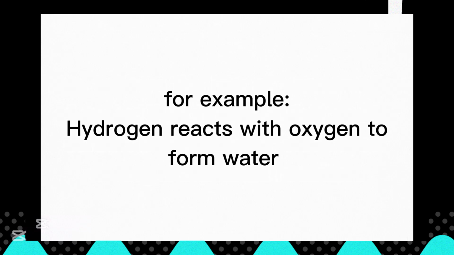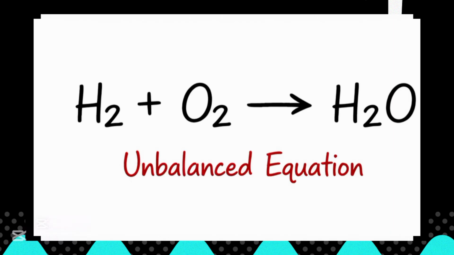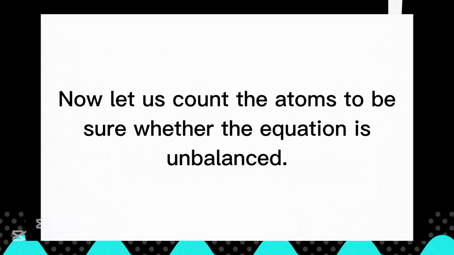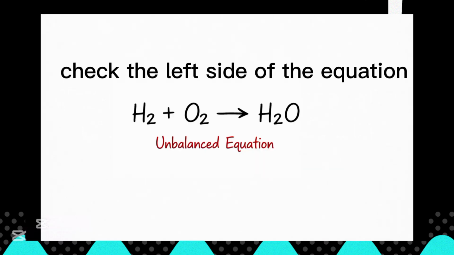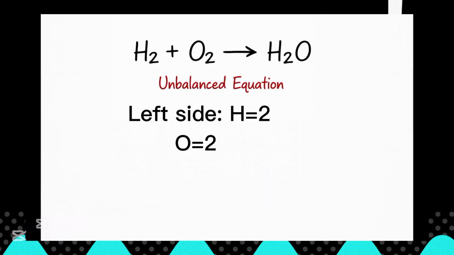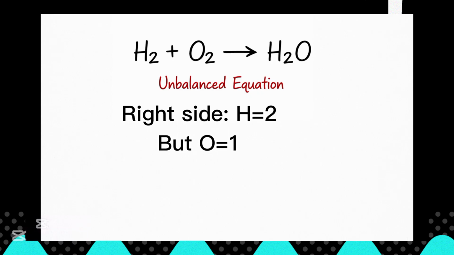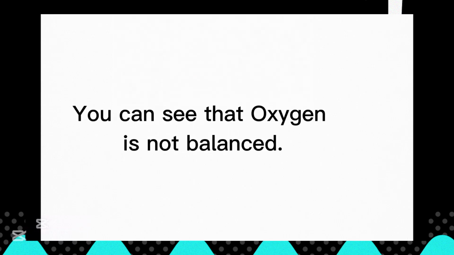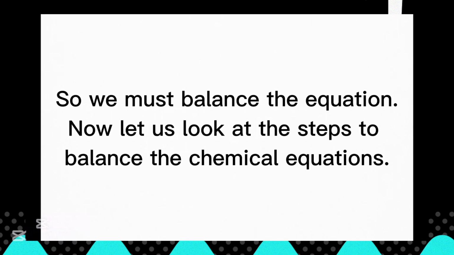For example, hydrogen reacts with oxygen to form water. The equation is hydrogen plus oxygen giving us water. That's H2 plus O2 giving us H2O. This equation is unbalanced. Now, let us count the atoms to be sure. Check the left side of the equation. On the left side, hydrogen is 2, while oxygen is 2. And on the right side, hydrogen is 2 as well, but oxygen is 1. You can see that oxygen is not balanced. So we must balance the equation.